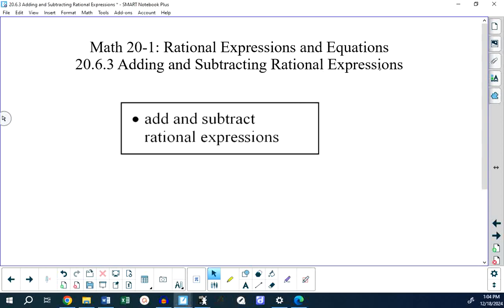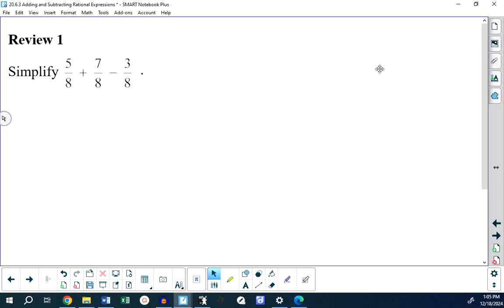So this is lesson 6.3 called Adding and Subtracting Rational Expressions. As you might guess by the name of the lesson, what we're going to be doing is adding and subtracting rational expressions. I want to spend some time reviewing here, just adding and subtracting what we would call numerical fractions.